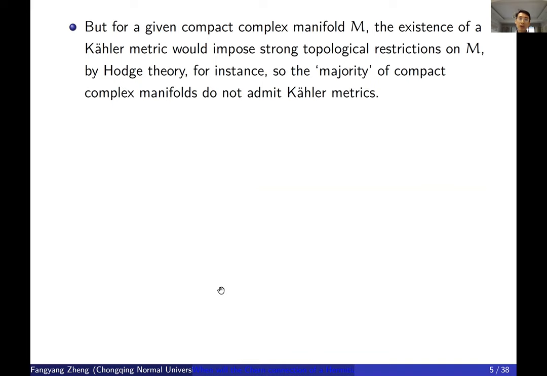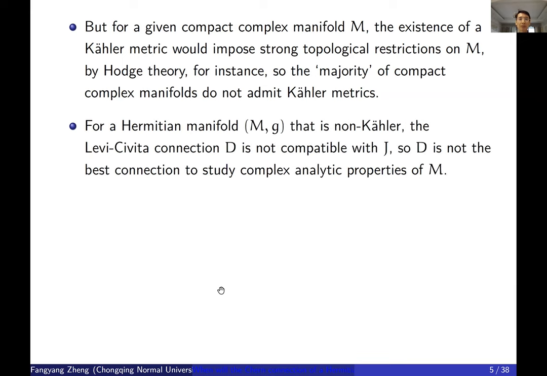When a compact complex manifold admits a Kähler metric, it imposes strong topological restrictions. For example, by Hodge theory, you know that there will be a Hodge decomposition, so the cohomology, the topological type of the manifold, is restricted. I think one could say that the majority of compact complex manifolds do not admit any Kähler metric. So if you agree that we still want to do differential geometry on them, a non-Kähler metric is inevitable in that sense.